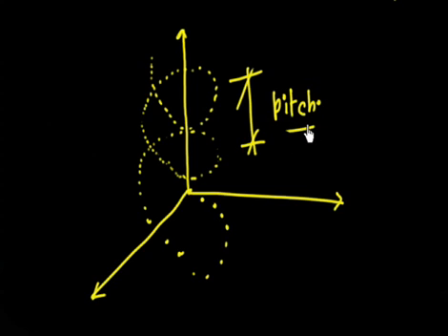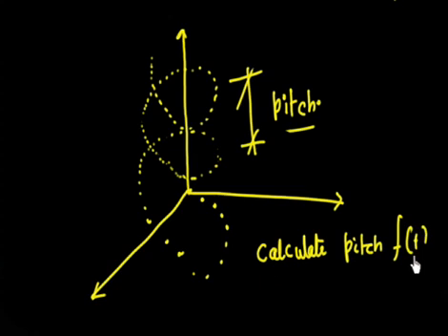Should this pitch be constant, or should it depend upon time? It should depend upon time, because the velocity in the y direction depends upon time. So the pitch will not be constant; it has to be a function of time. So calculate the pitch as a function of time, and prove that this pitch is variable. It's not a constant pitch.